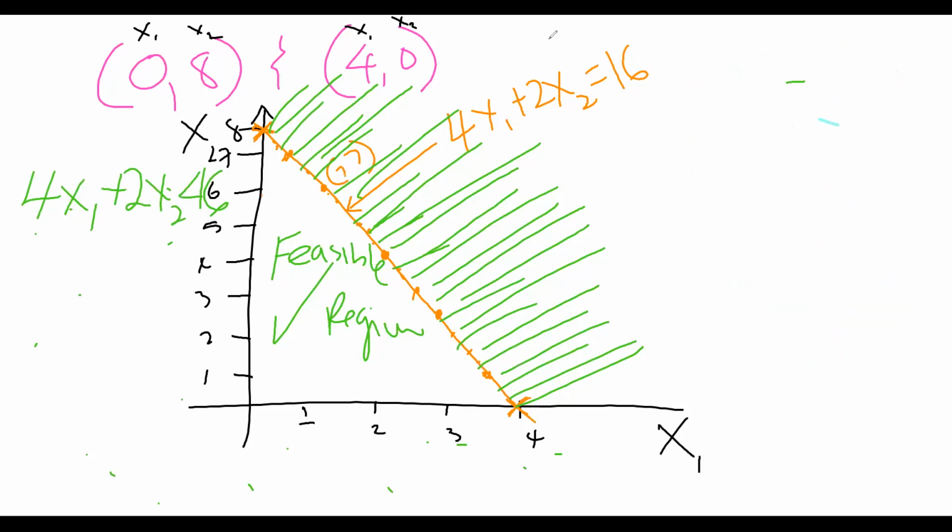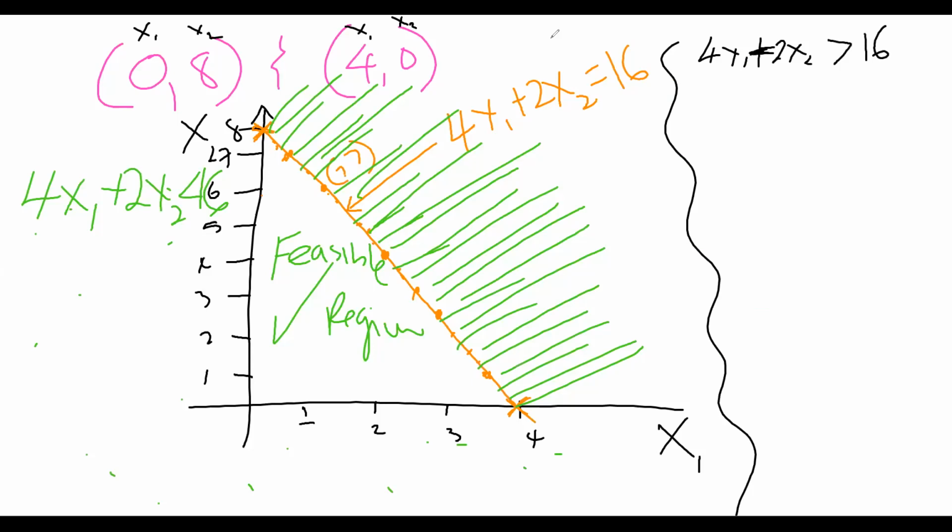Suppose now I say to you, show me where 4x1 + 2x2 is greater than 16. Now the numbers sound familiar. X1, X2, you have 1, 2, 3, 4. 1, 2, 3, 4, 5, 6, 7, 8.